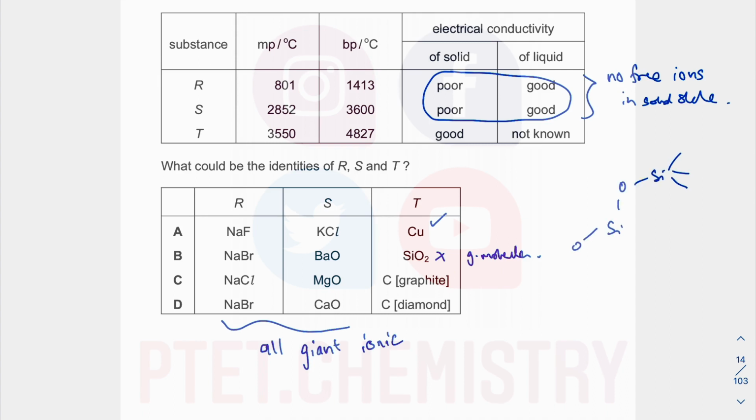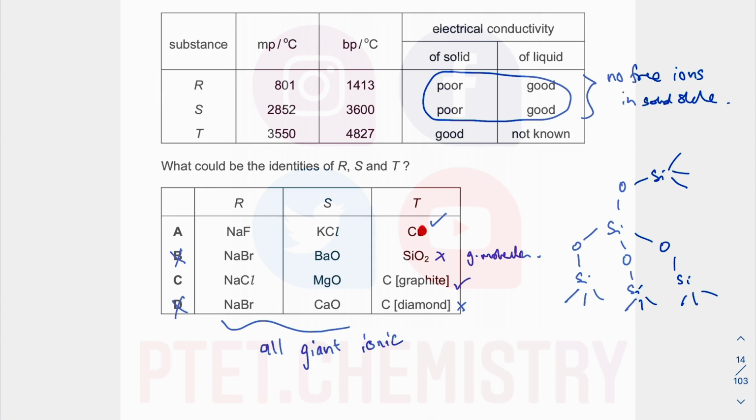Okay, it looks like that. Each silicon is bonded to 4 oxygen, and each oxygen is bonded to two silicon, all right? So there are no free electrons at all on the silicon to conduct, unlike in graphite. Of course, graphite is the only one that can conduct when it's solid out of this option, well, including copper. So diamond is out, meaning B and D are out.